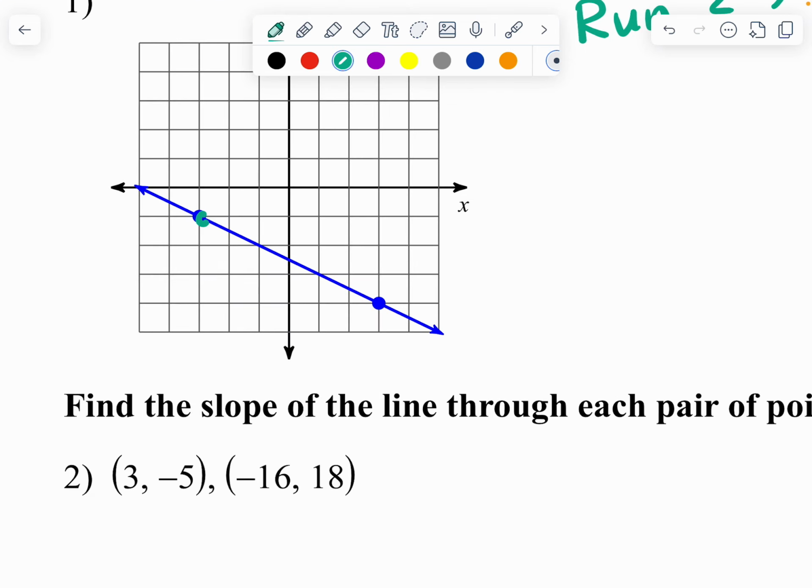Okay, I'm going to start at this point right here. Okay, now how far do I have to rise? So I have to go down. Because I'm going down, I'm going to make the number negative, and I went down 3. So this is going to be negative 3. And then how far do I have to go to get to the point? I have to go right. Because I'm going right, this is going to be positive, and it's 1, 2, 3, 4, 5, 6.